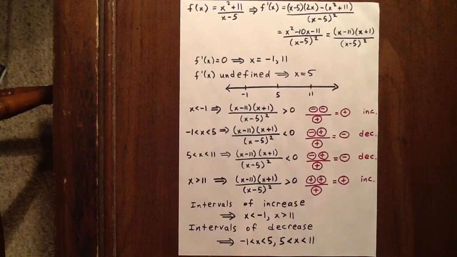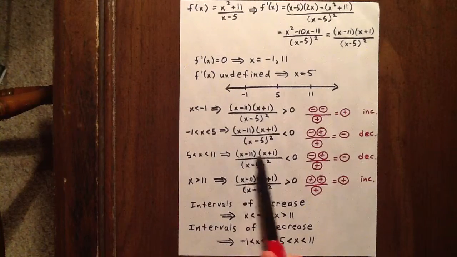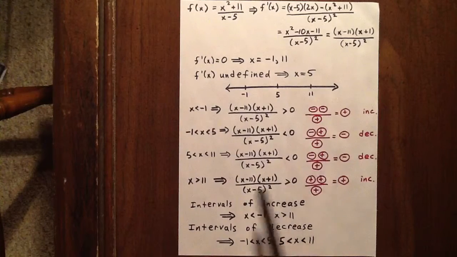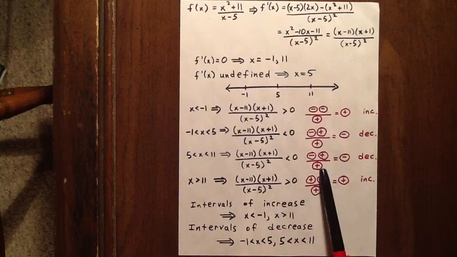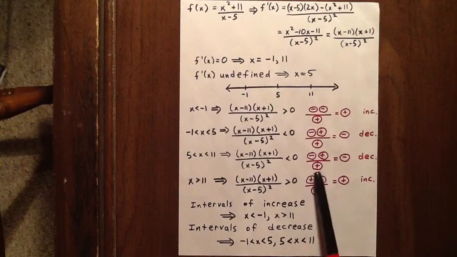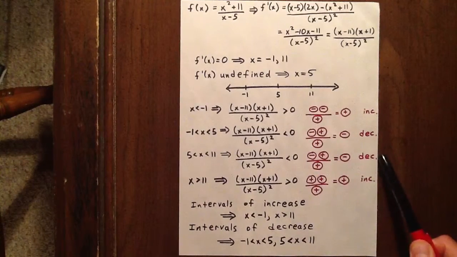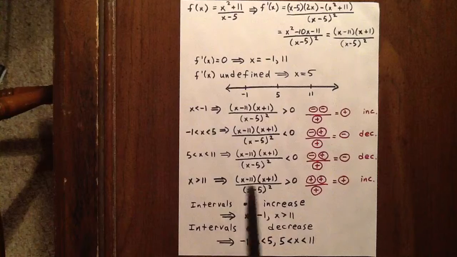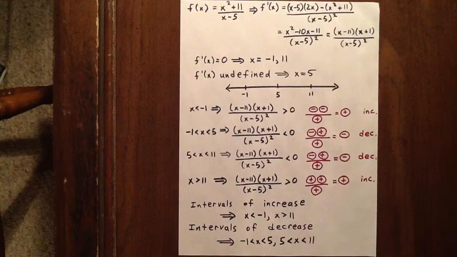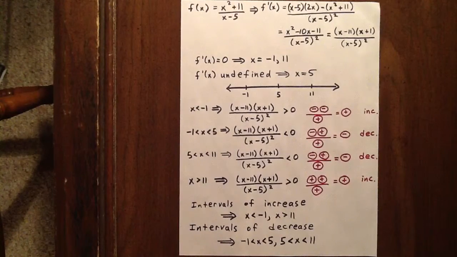Between x values of 5 and 11, we have a negative factor times a positive factor in the numerator. We have a positive factor being squared, so a positive number in the denominator. And multiplying all these factors and dividing as necessary, we have a negative derivative and a decreasing function. Finally, when x is greater than 11, all of our factors are positive. We have a positive derivative and an increasing function.